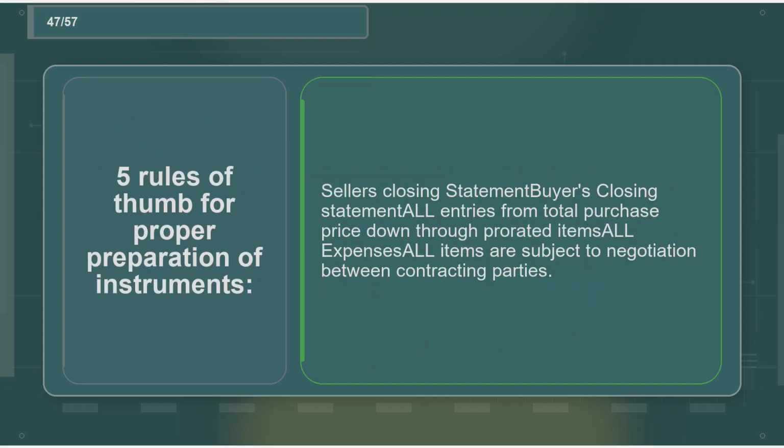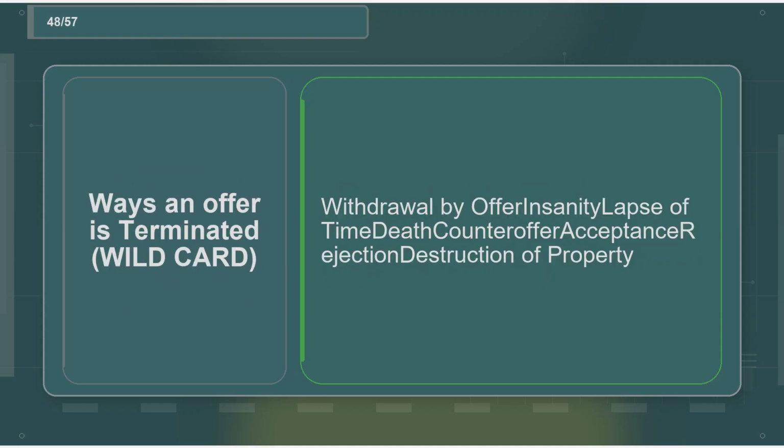Flashcard 47, term: 5 rules of thumb for proper preparation of instruments. Definition: seller's closing statement, buyer's closing statement, all entries from total purchase price down through prorated items, all expenses, all items are subject to negotiation between contracting parties. Flashcard 48, term: ways an offer is terminated, wild card. Definition: withdrawal by offeror, insanity, lapse of time, death, counteroffer, acceptance, rejection, destruction of property.